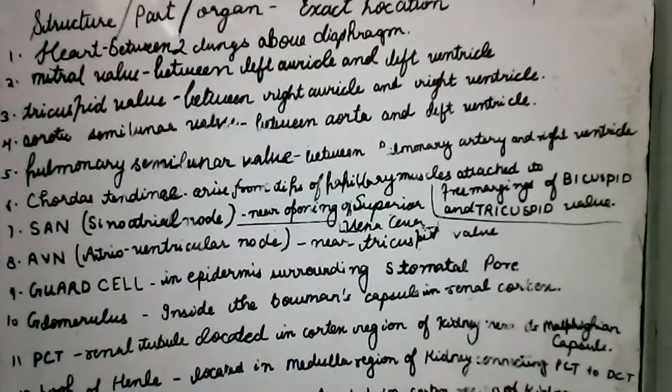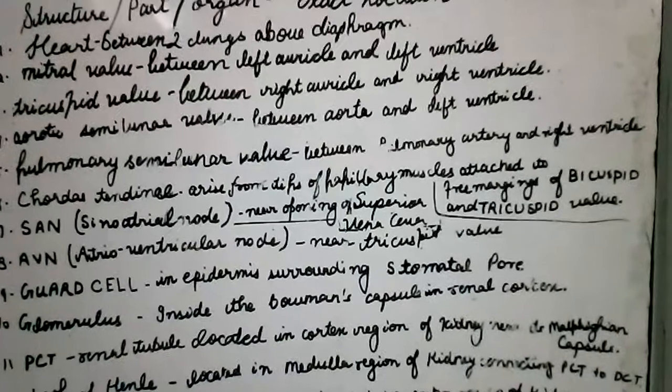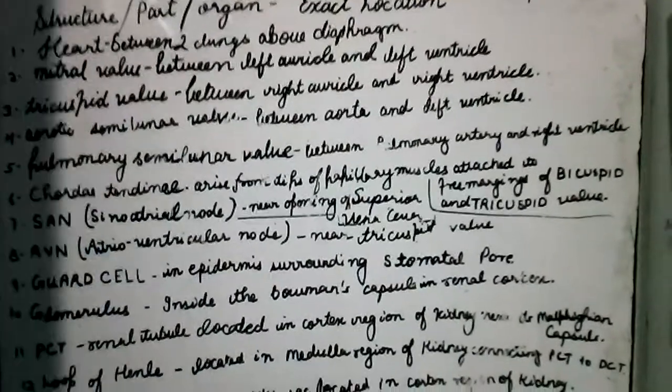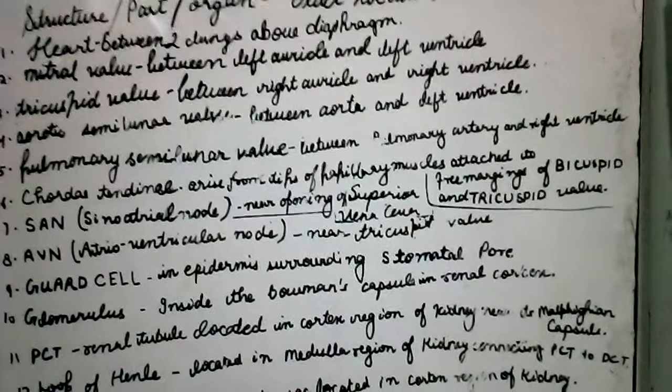Fourth question, aortic semilunar valve, present between aorta and left ventricle. Fifth question, pulmonary semilunar valve, present between pulmonary artery and right ventricle.